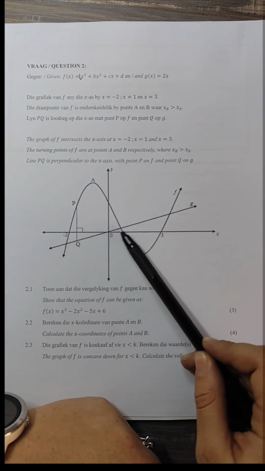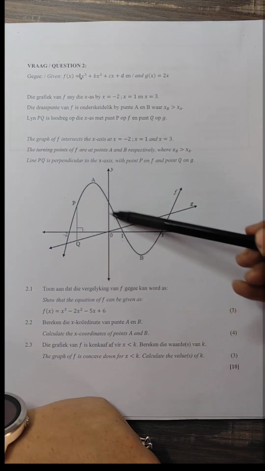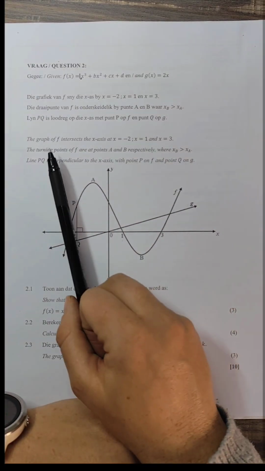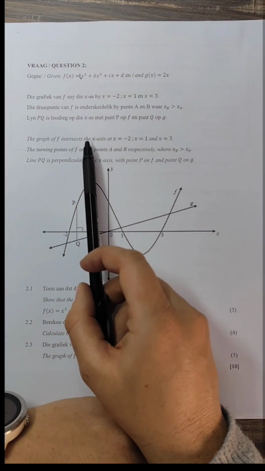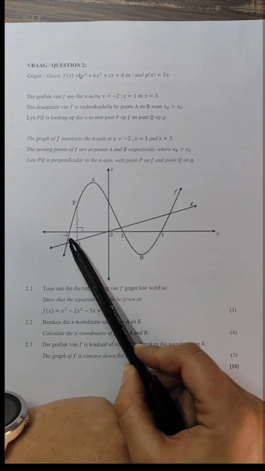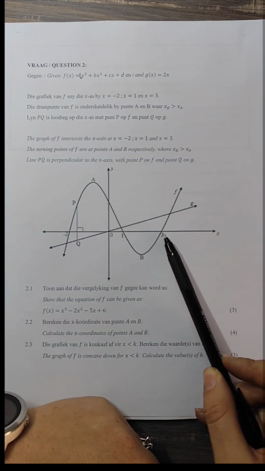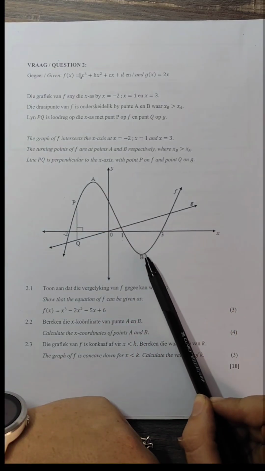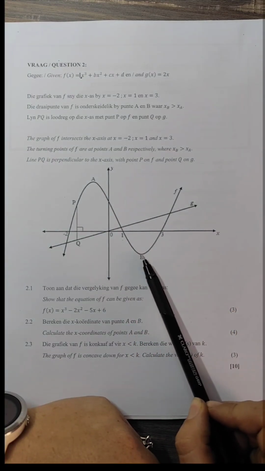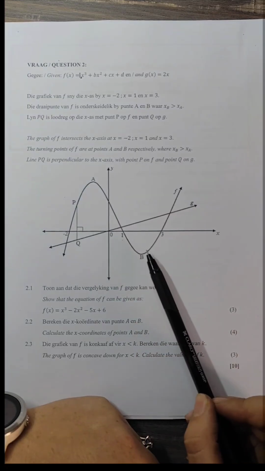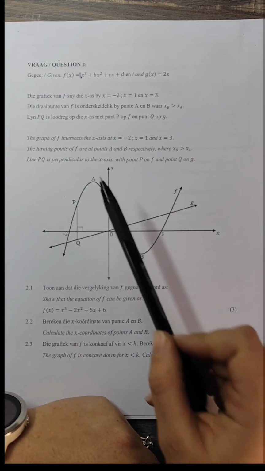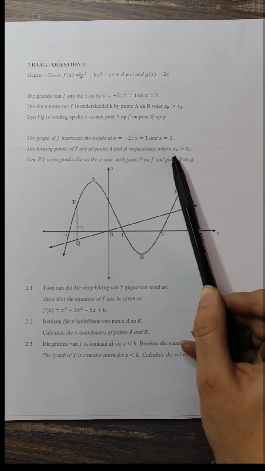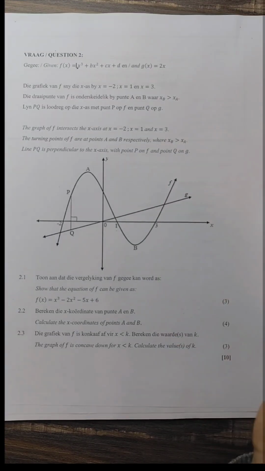So g of x is our straight line that we have here, and f of x is our quadratic function. And then it says, the graph of f intersects the x-axis at -2, 1, and 3. The turning points of f are at A and B respectively, where x of B is larger than x of A, so we can see this turning point is on the right and this turning point is on the left. X of B larger than x of A means x of B is to the right of x of A.